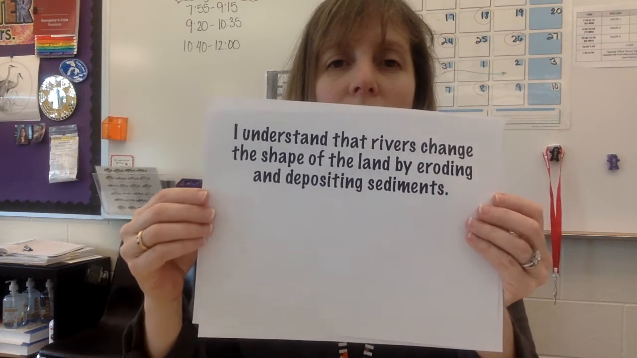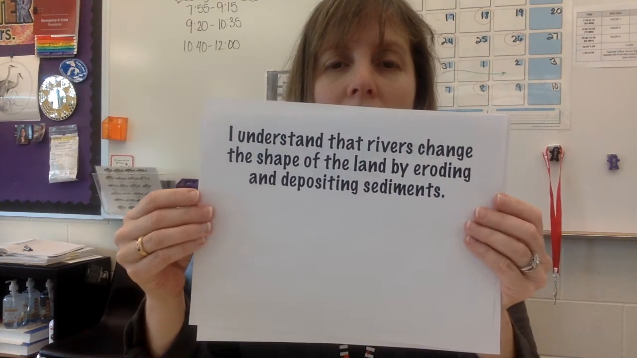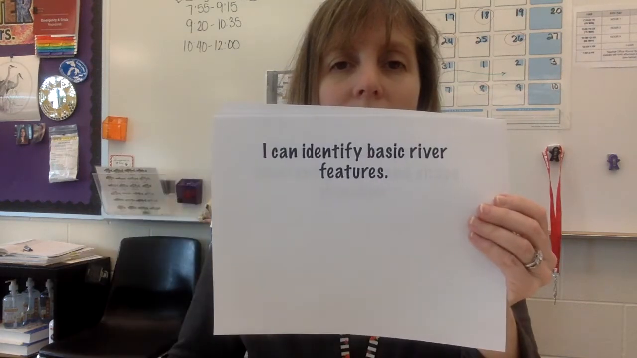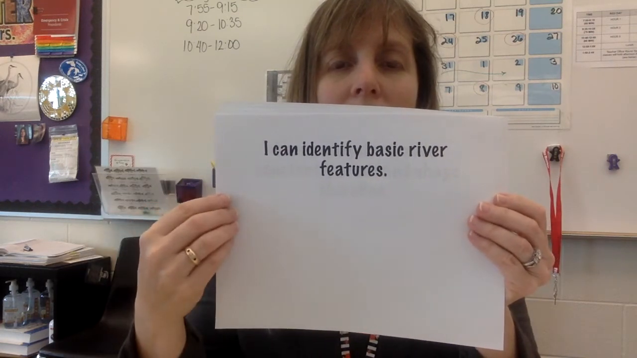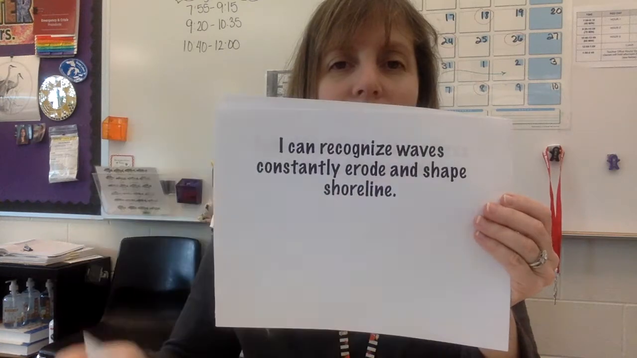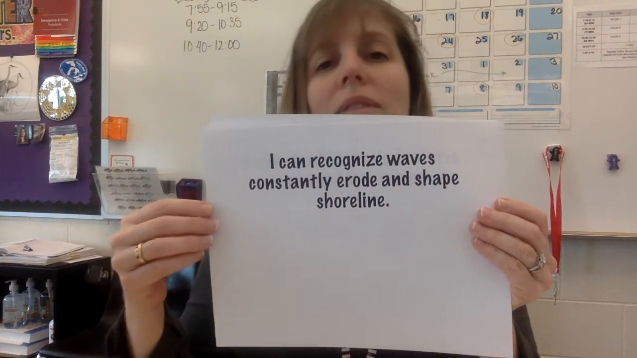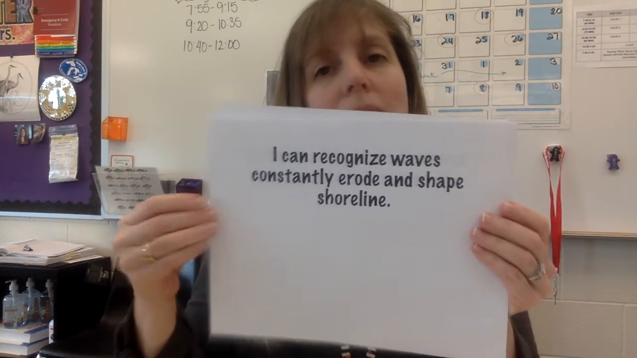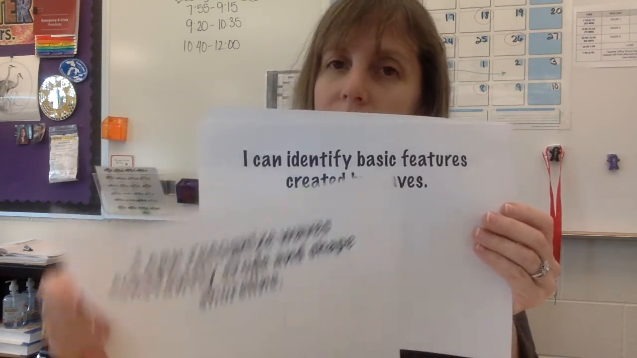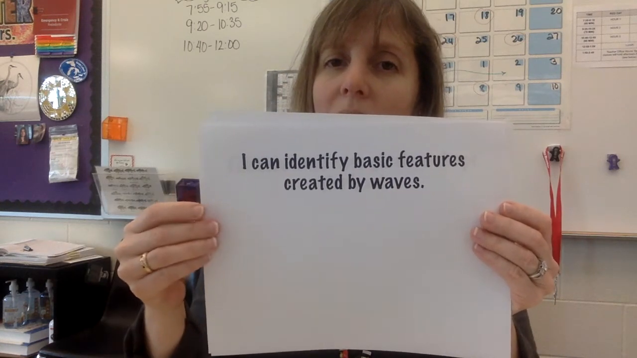I understand that rivers change the shape of the land by eroding and depositing sediments. I can identify basic river features. I can recognize waves constantly erode and shape shoreline. I can identify basic features created by waves.